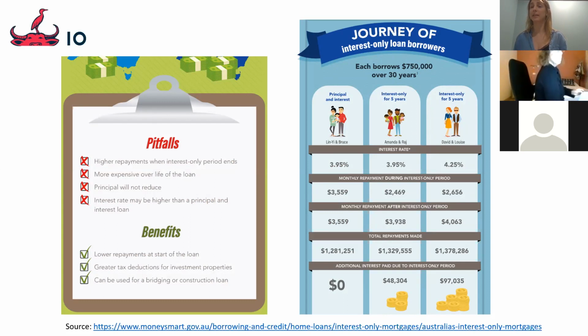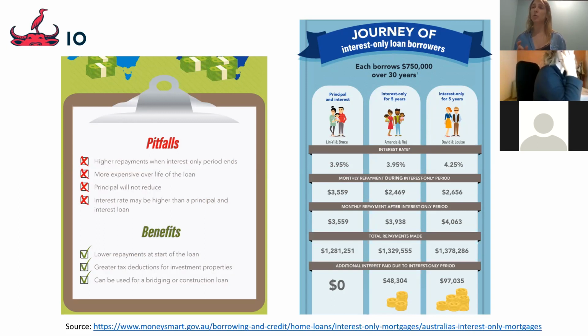You'll have Linyi and Bruce on the left, Amanda and Raj in the middle, and David and Louise on the right, okay? All 3 couples will be borrowing $750,000 over a 30-year period. Now, the couple on the left, Linyi and Bruce, are going to be asking for a principal and interest loan, whereas the other 2 couples will be asking for an interest-only loan.